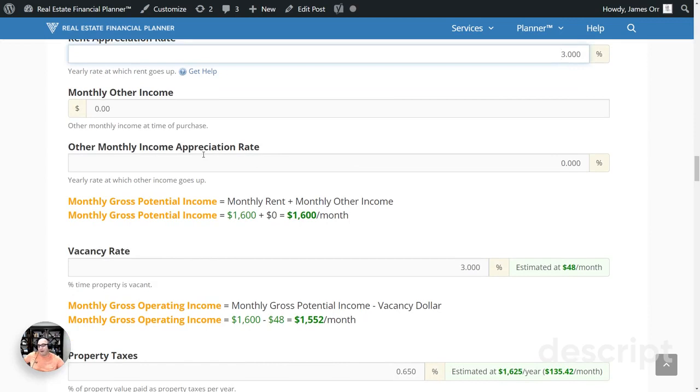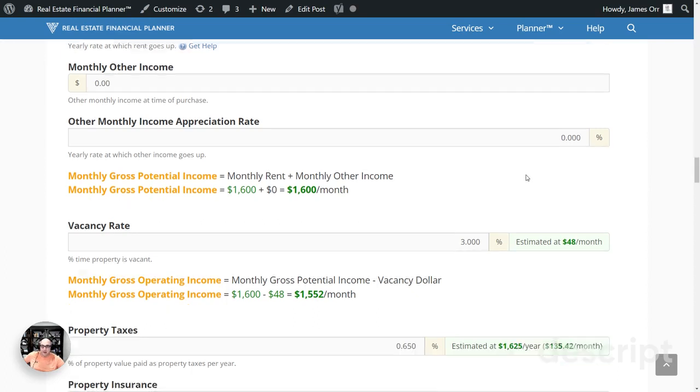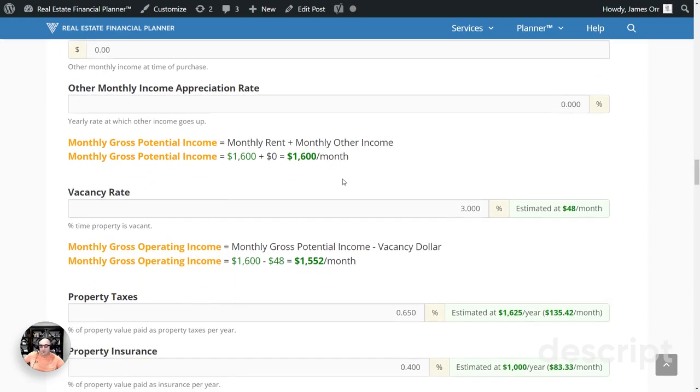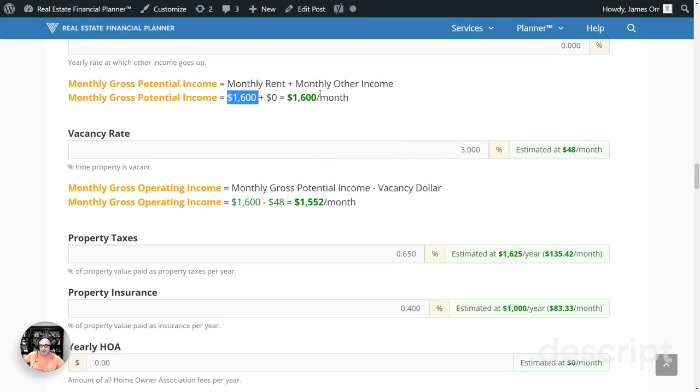So she could be saying, look, I'm getting an extra $50 a month for renting out the back storage shed, or I'm charging them extra for utilities or for internet service or something like that. And you could have a separate appreciation rate for that other monthly income. In this case, she's not doing either of those. She has no other monthly income, and it's not going up at an increased amount. So let me show you monthly gross potential income. It's $1,600 a month plus the $0 for other income. So it's $1,600 a month, and that's really just the rent.